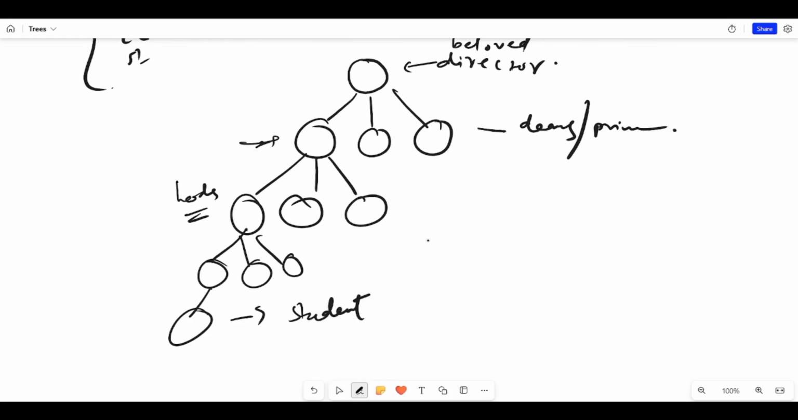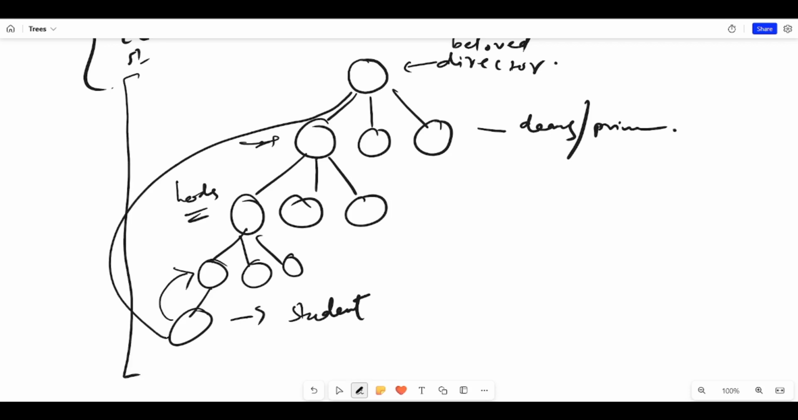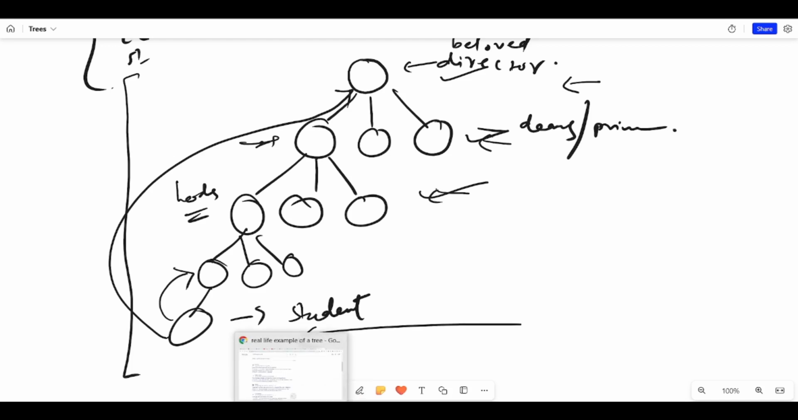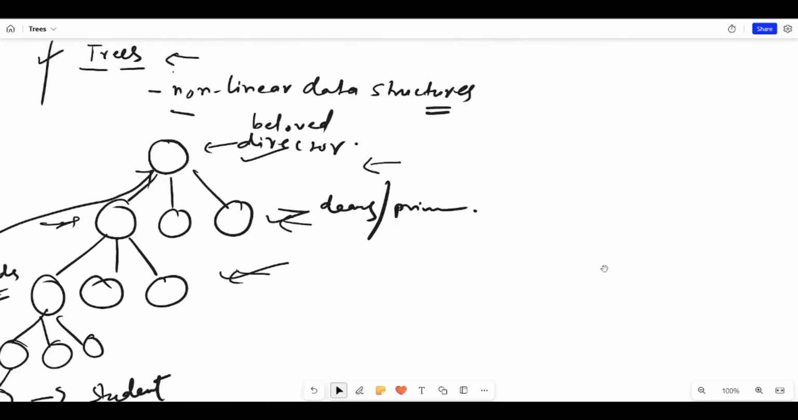So there is a particular hierarchy for this organization which we must follow. A student can directly report to a teacher, but not to the director, unless he or she is a very good student. And there is a certain type of hierarchy we can see, right? These are levels of hierarchy. Topmost level, then we have the lowest level, like this. So this is a typical example of a tree.